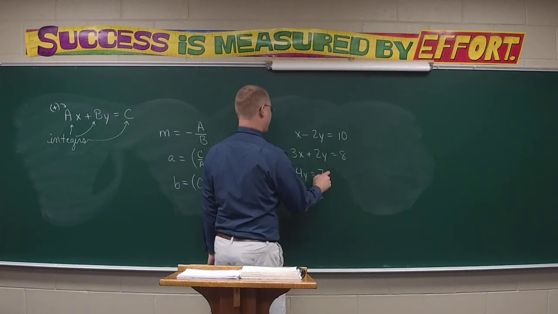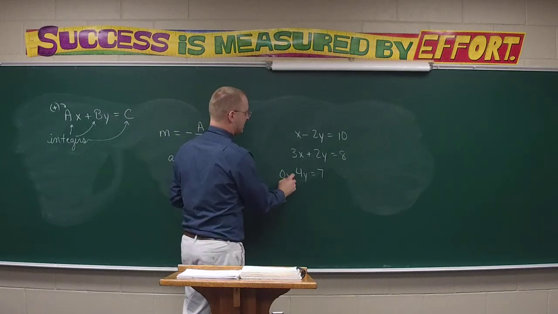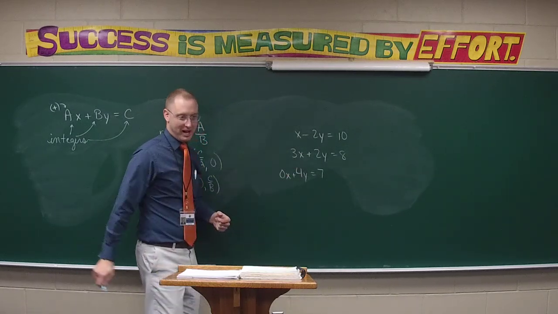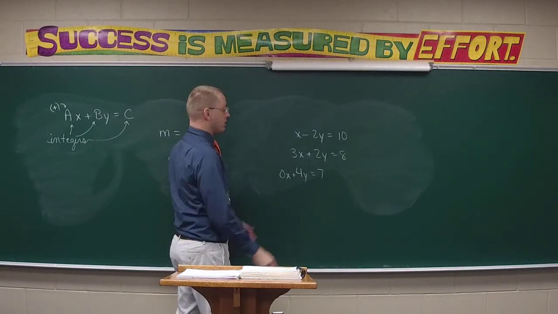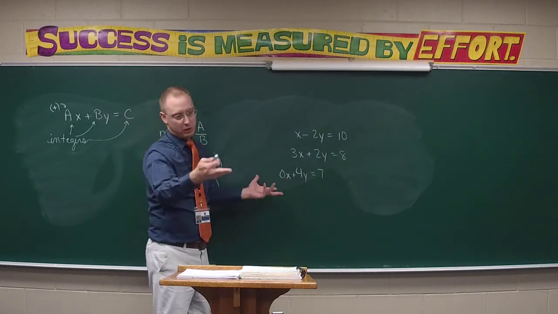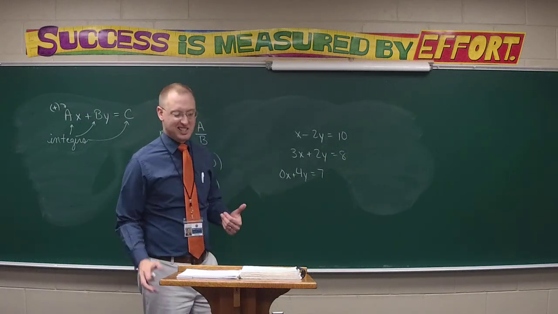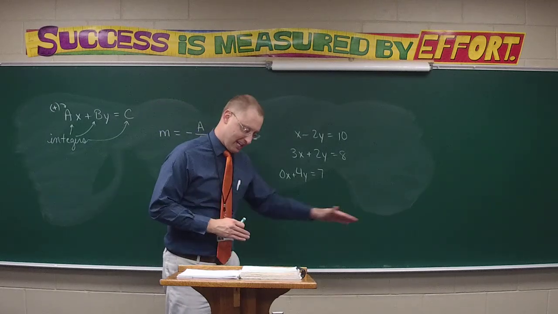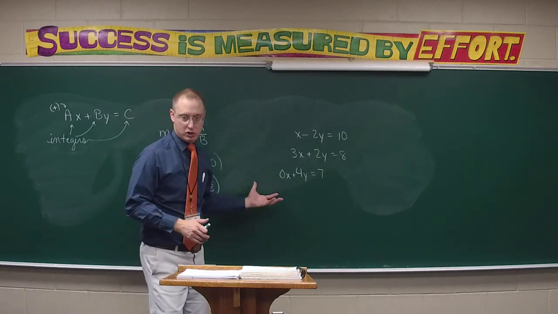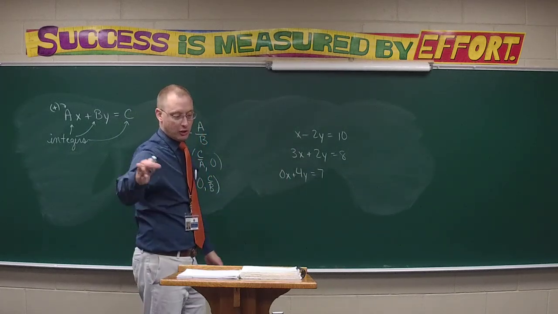4y equals 7. I don't even see an x term, do I? Which means it's 0x plus 4y. So what's the slope? Negative 0/4. But that's really just 0. After all, we could get the y by itself. That means it's y equals, which means it's parallel to the x-axis, which means it's a horizontal line, which means 0 slope. But we can see the negative 0/4, or just 0, just like that. Look at the next one, Jamie.